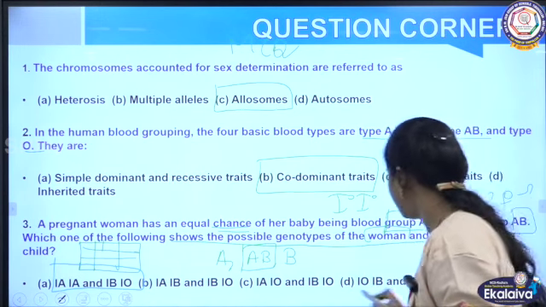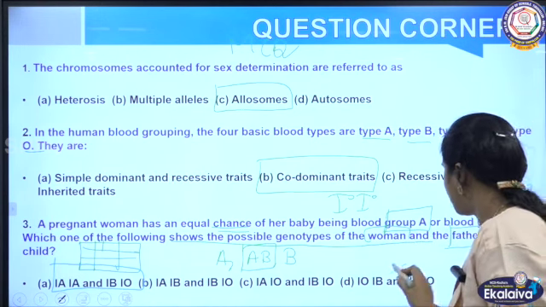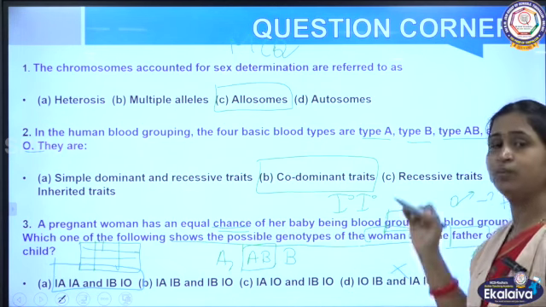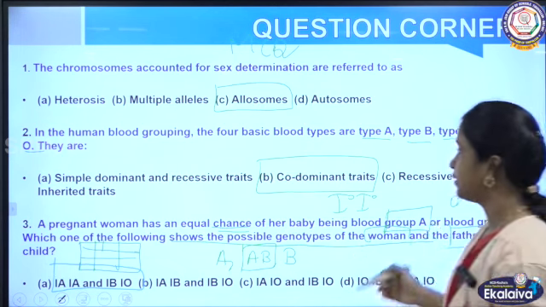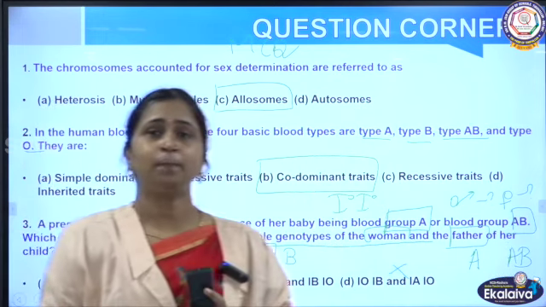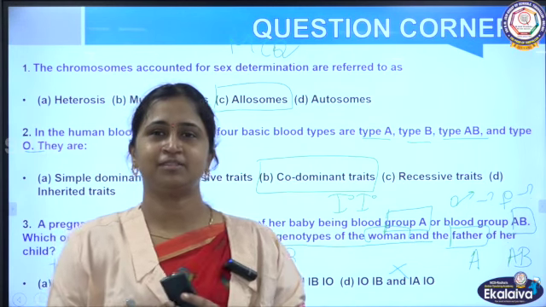B will not come here. Totally this will not come, because they have a heterozygous condition. One homozygous, one heterozygous we are taking. So we have completed the 3 topics totally, and then some questions we have discussed.